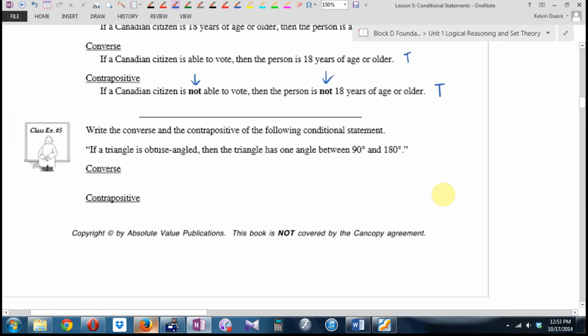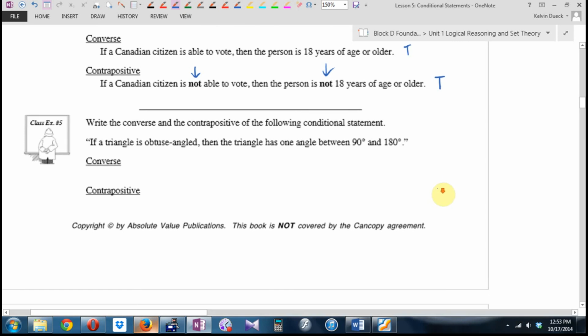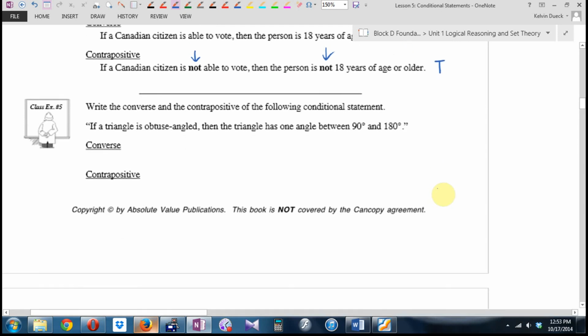Write the converse and the contrapositive of the following conditional statement. If a triangle is obtuse angled, then the triangle has one angle between 90 and 180. Converse, reverse the if and the then. So what's the then in this first statement? That's going to be the if. Ready?